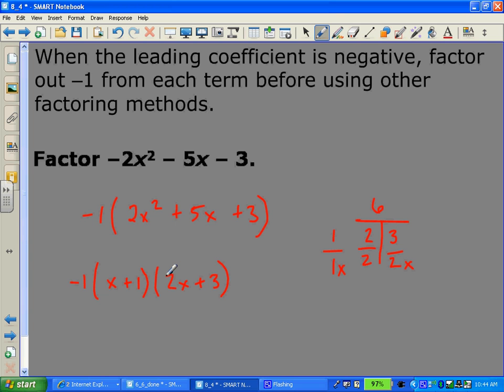Okay, so if my leading coefficient is negative, I just factor negative 1 out first, and then that stays out front. So that's how we factor trinomials when we have a number in front of the x squared.